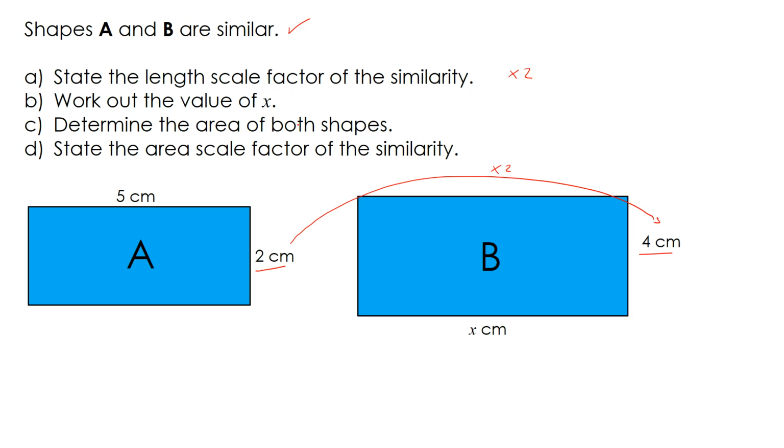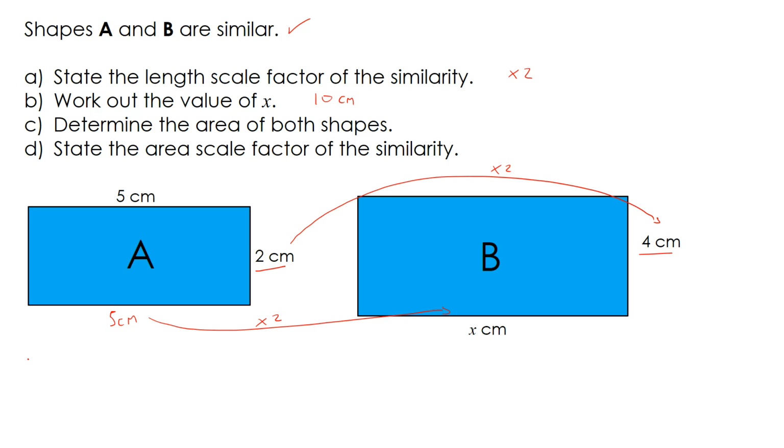Find the value of x. Well, common sense now, the top side's 5, and this shape has got to be twice as big. So 5 times 2 is going to be 10 centimeters.